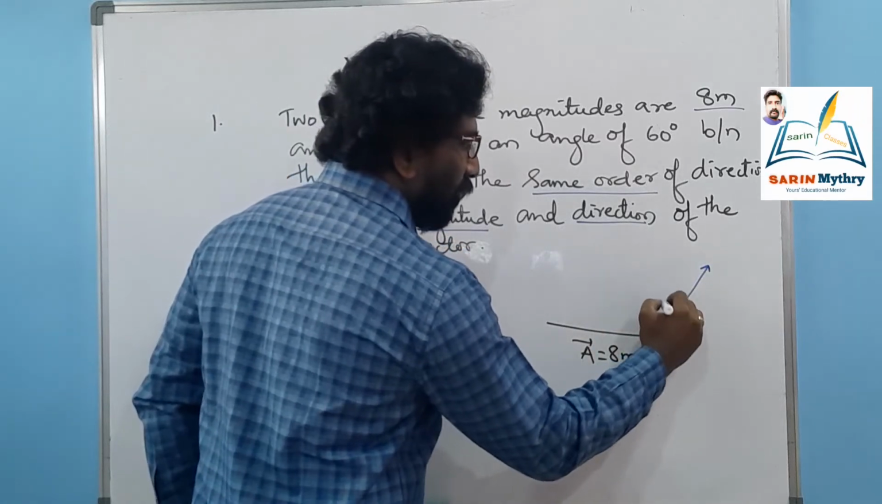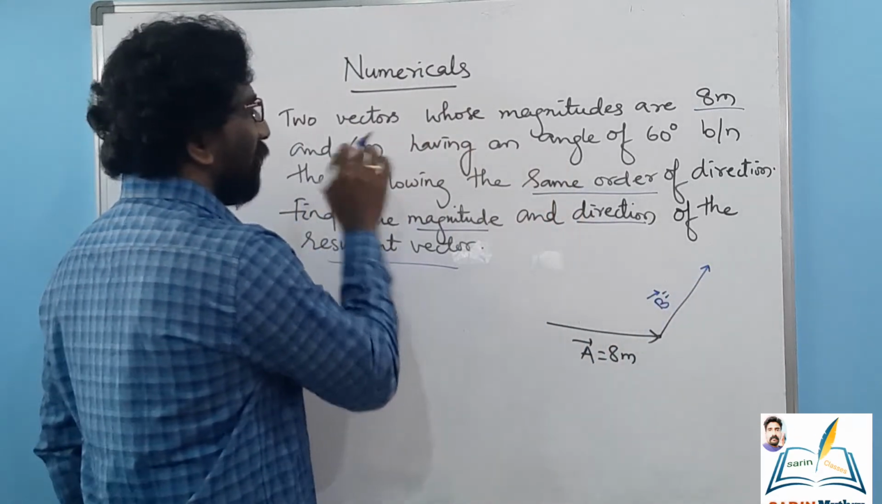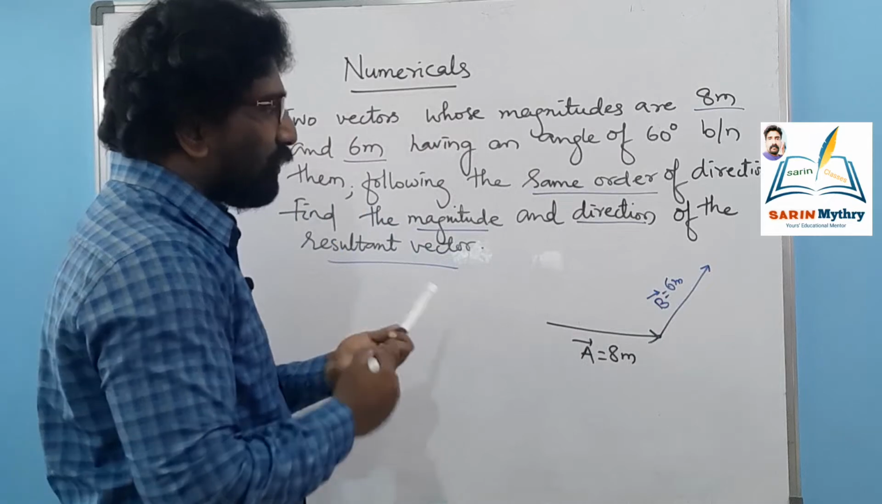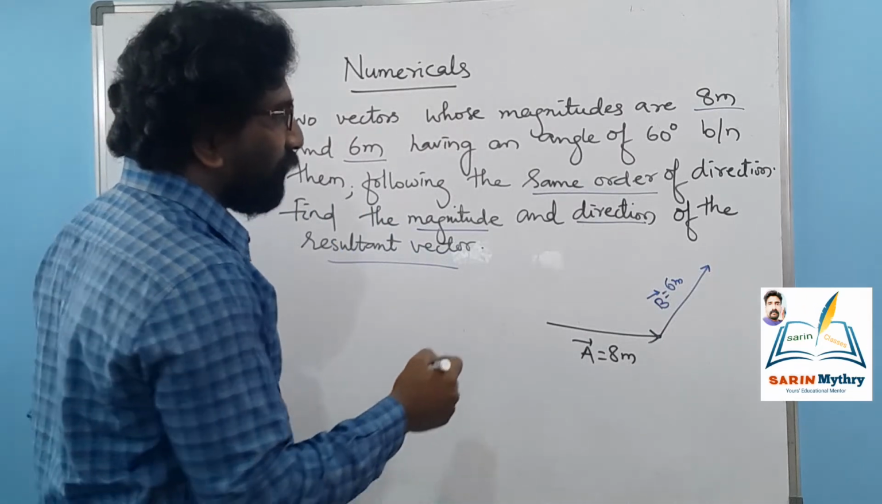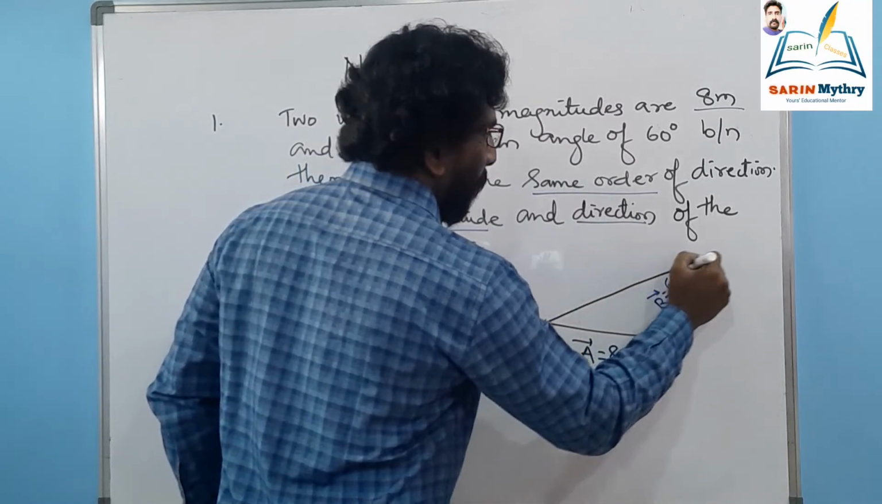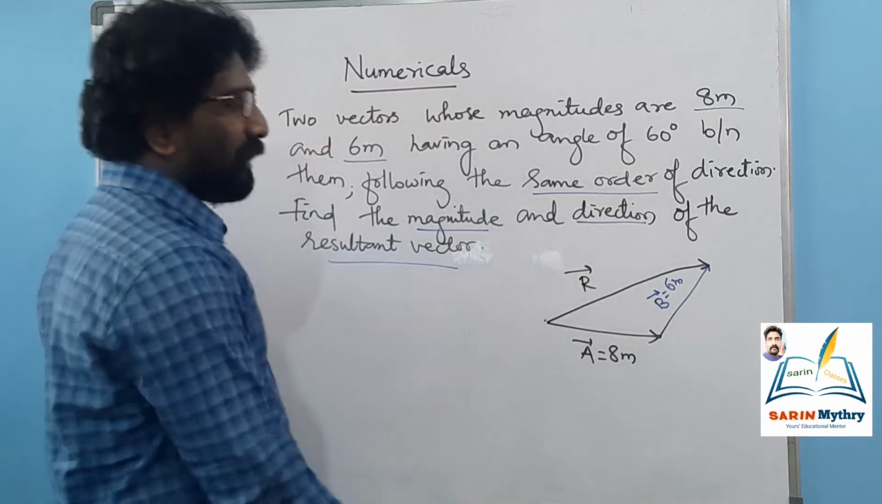So now this is your B vector. What is the value of B vector? The B vector value is equal to 6 meters. Okay. Now this is your B vector, and I need to find out what? I need to find out the resultant vector. This is my resultant vector R.